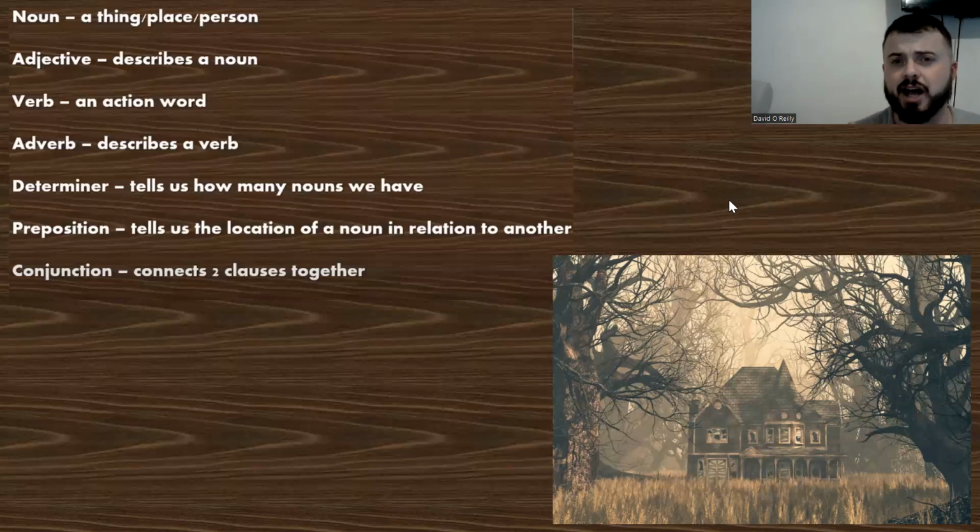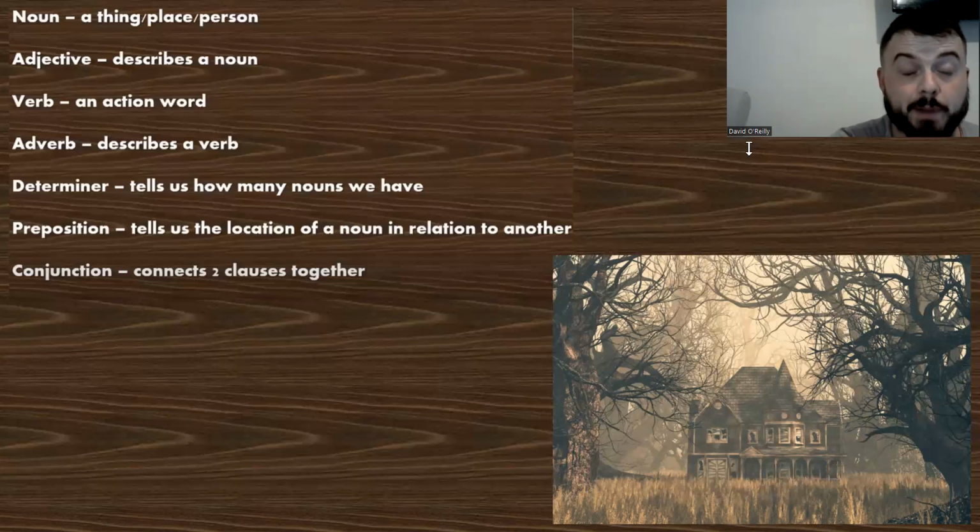R.L. Stine, I don't know if you've heard of him, writes the Goosebumps series, is very good at being creative, and I really recommend reading his stories if you're interested in reading scary stories. But like I said, just because we're looking at a scary-ish picture on the screen doesn't mean that we have to use scary pictures in all of our creative writing.